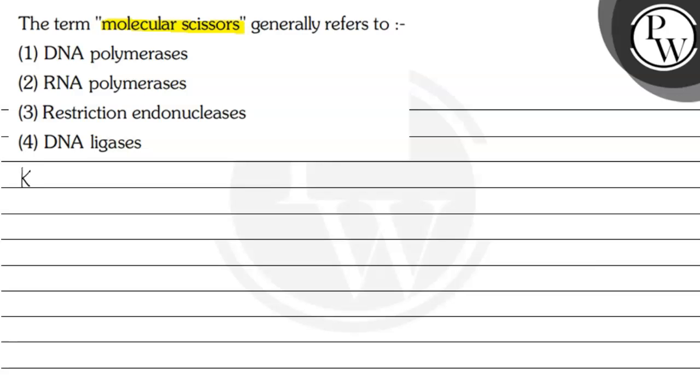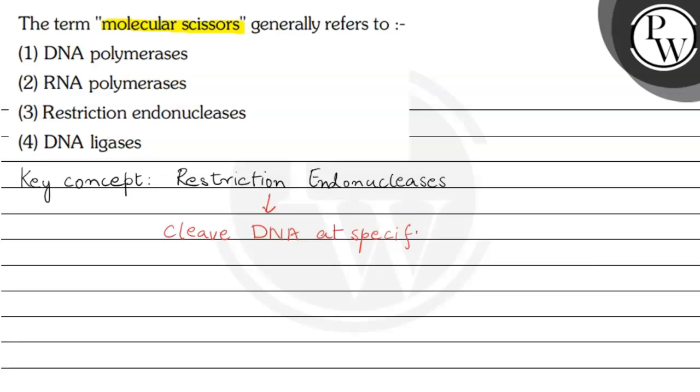So the key concept in this question is to understand what are restriction endonucleases. So restriction endonucleases are enzymes that can cleave DNA at specific sites. So restriction endonucleases can cut DNA or snip a section of DNA into two fragments.